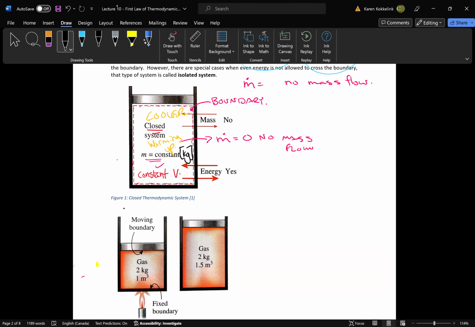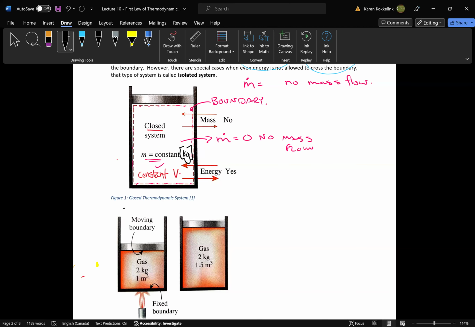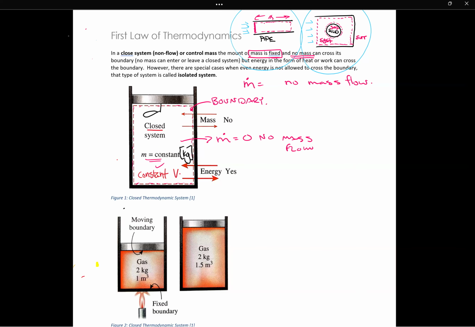I'm going to do some work on it. I want to do some mechanical work on it. So as my illustration, I'm going to do some mechanical work. How can I do some mechanical work? Well, maybe I mix it up. Mixing it up actually puts some energy into this system. So this is a mixer.